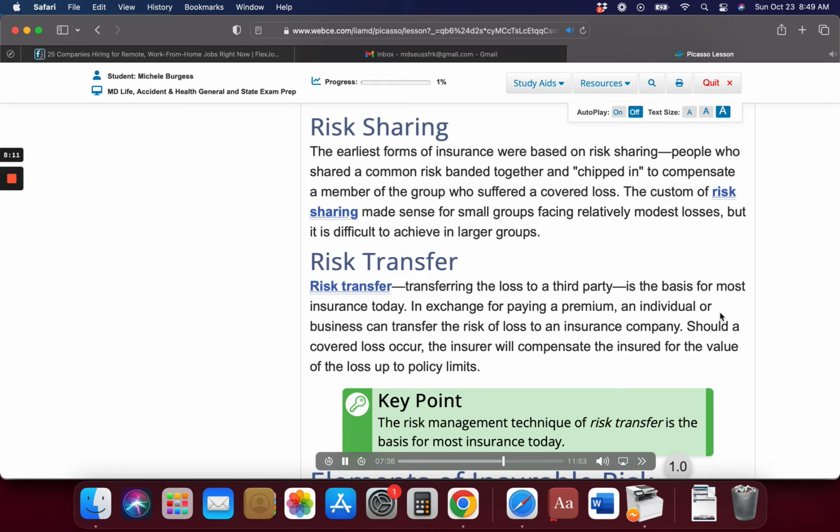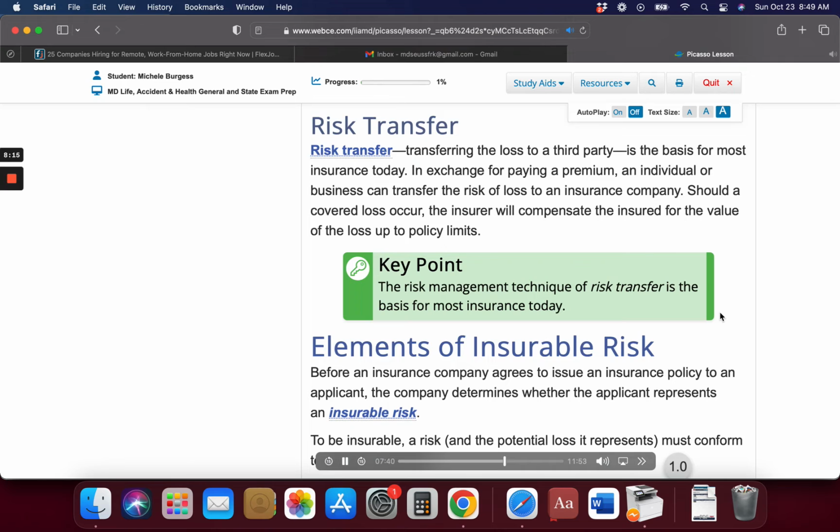Risk transfer. Risk transfer, transferring the loss to a third party, is the basis for most insurance today. In exchange for paying a premium, an individual or business can transfer the risk of loss to an insurance company. Should a covered loss occur, the insurer will compensate the insured for the value of the loss up to policy limits. Key point. The risk management technique of risk transfer is the basis for most insurance today.